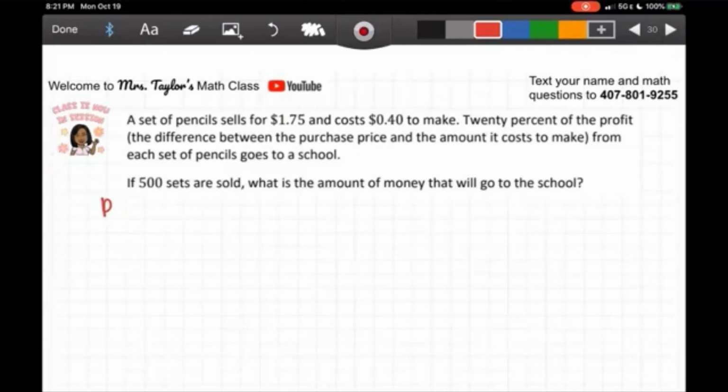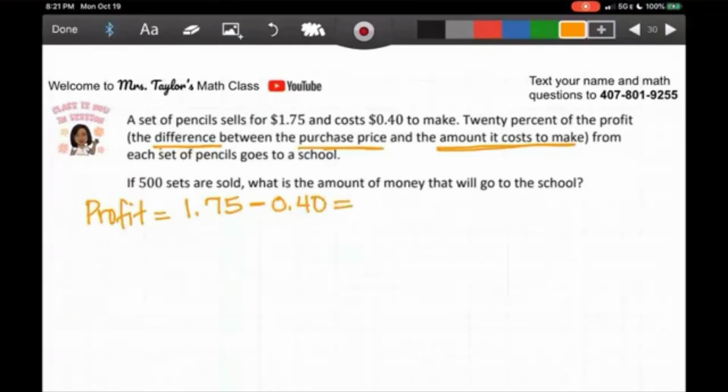So this right here, fundraising. That's what this is. So in order to get the profit, I want a different color. Let's use yellow. In order to get the profit, you have to find the difference between the purchase price and the amount it costs to make the pencils. So the purchase price is going to be $1.75, and then you subtract 0.40. So the profit is going to be $1.35.